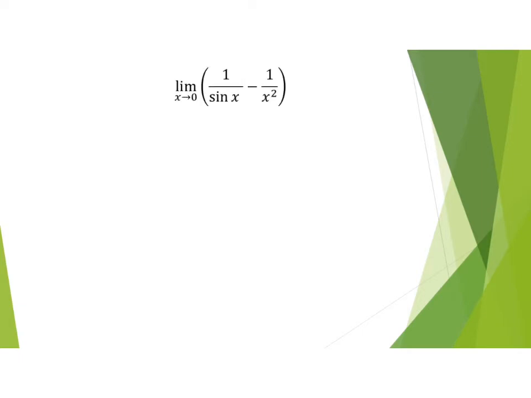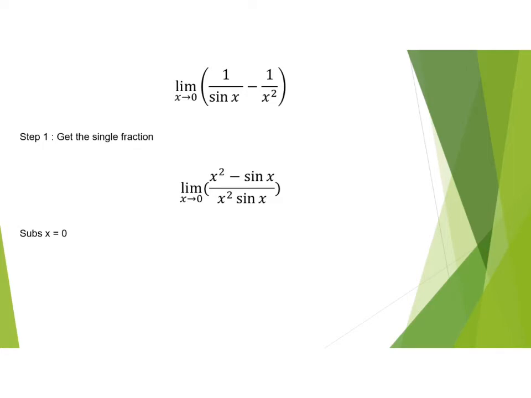For the first step, we need to get a single fraction. To get a single fraction, we need the same denominator. To get the same denominator, 1 over sin x I multiply with x squared, and 1 over x squared I multiply with sin x. After that, I will get the limit as x approaches 0 of x squared minus sin x over x squared sin x.